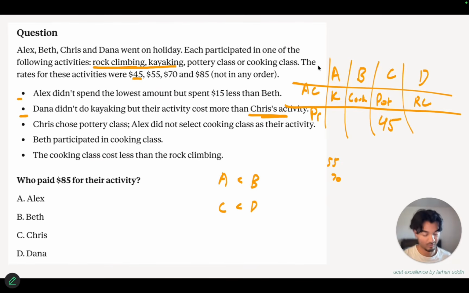So what are we left with? We're left with Alex, Beth, and Dana with 55, 70, and 85. And we can use the information in front of us now to narrow it down.